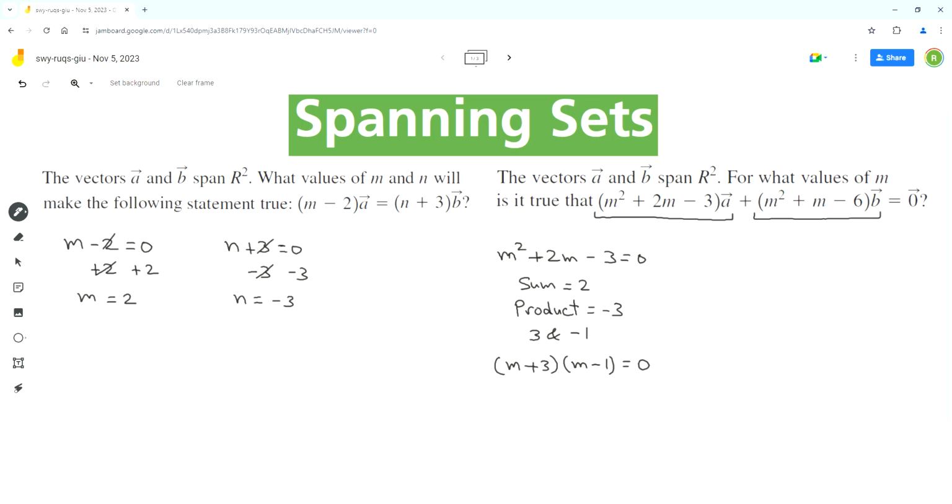so we get two cases. From the first case, we get M equals -3, because we move the 3 to the right side and that will make it negative. And from the second case, we add 1 to both sides. We get M equals 1. So these are the two M values that will make the first coefficient equal to 0.